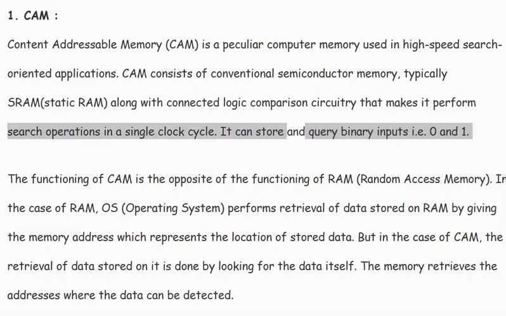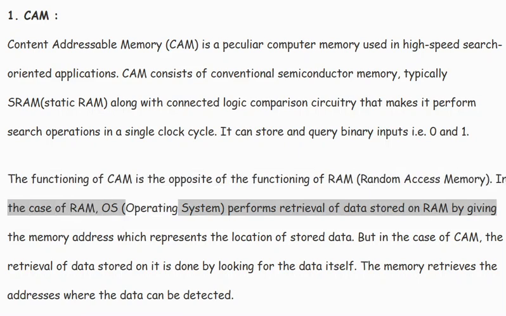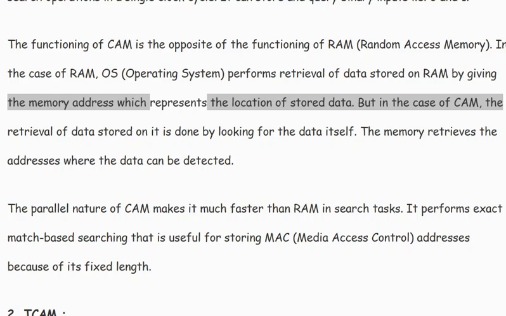It can store and query binary inputs, i.e. 0 and 1. The functioning of CAM is the opposite of the functioning of RAM, random access memory. In the case of RAM, the OS, operating system, performs retrieval of data stored on RAM by giving the memory address, which represents the location of stored data.